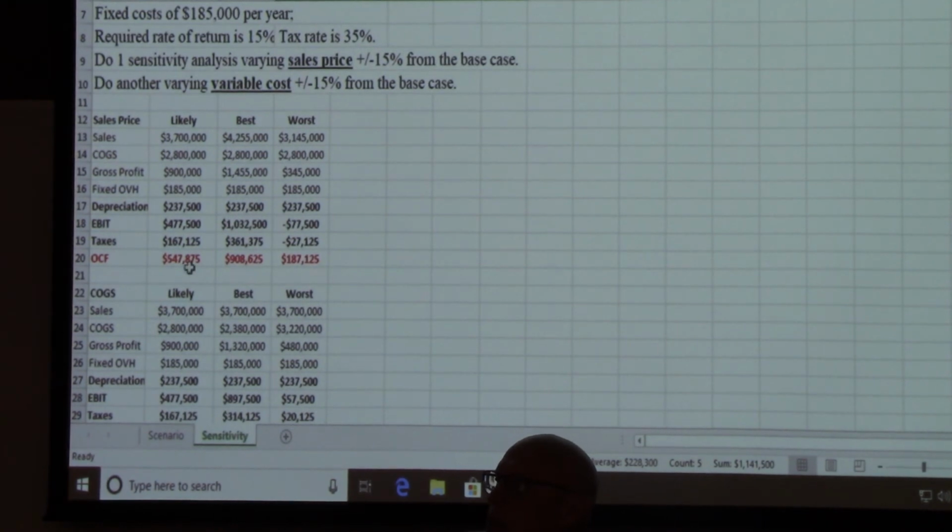Now, let us vary just the sales price. So we're going to take 200 units times 18,500 times 1.15. So we're going to increase our price by 15%. That's the only thing that changes from our base case. So our gross profit goes up because our revenue went up, our sales went up. Our fixed overhead stays the same, our depreciation stays the same.